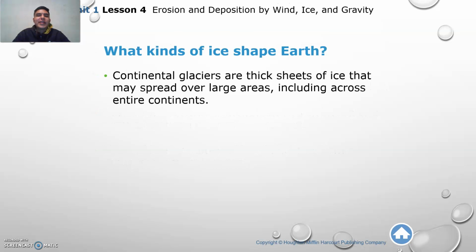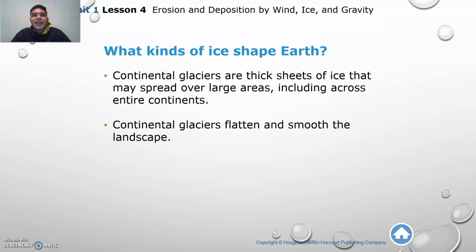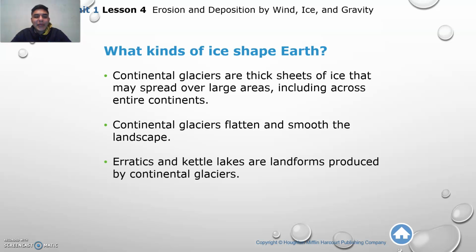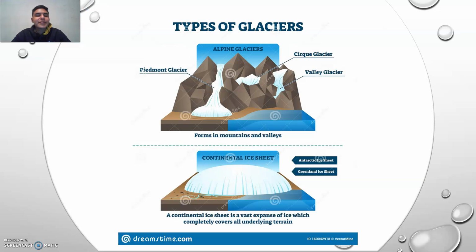Okay. Continental glaciers are thick sheets of ice that may spread over large areas, including across entire continents. Imagine there are pieces of ice that are basically covering large parts of continents. And when they move, that is what we know as a continental glacier. And continental glaciers flatten and smooth the landscape. Erratics and kettle lakes are landforms produced by continental glaciers.